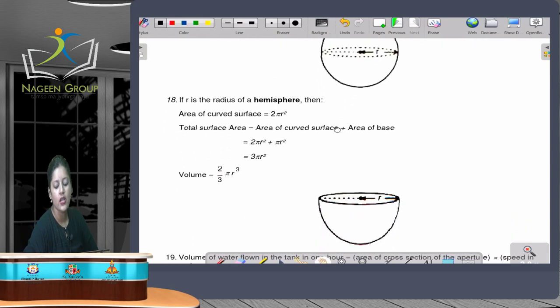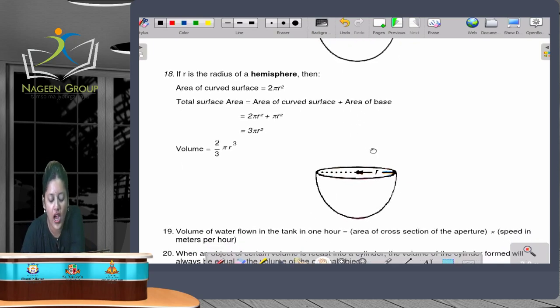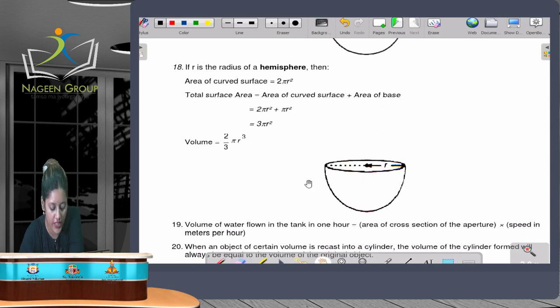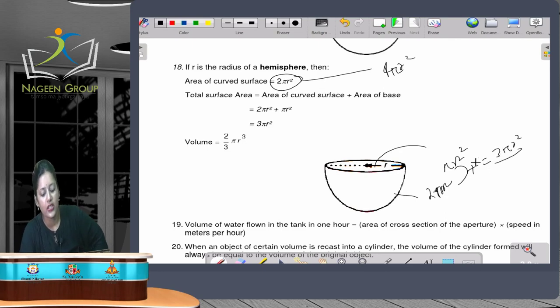The next one: if R is the radius of a hemisphere, then the area of the curved surface is just half of the sphere, because the hemisphere is made according to the sphere. So it is half of 4 pi R square, that is 2 pi R square. When we ask about the total surface area, it is 2 pi R square plus the base pi R square. When we join both, we get 3 pi R square as the total surface area of the hemisphere.